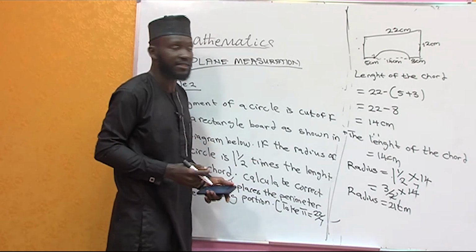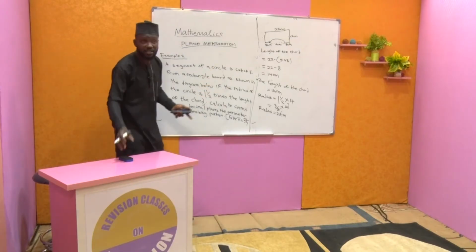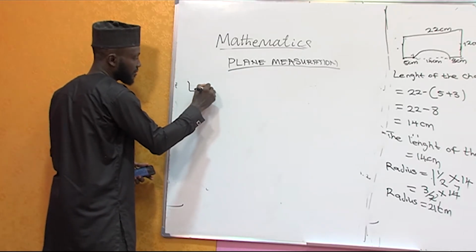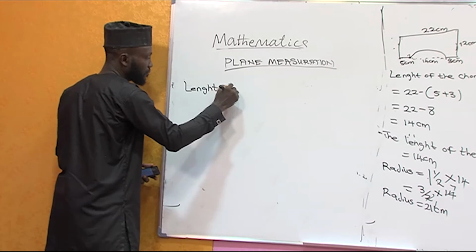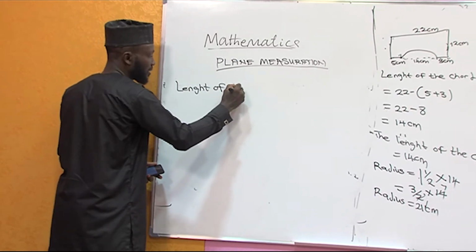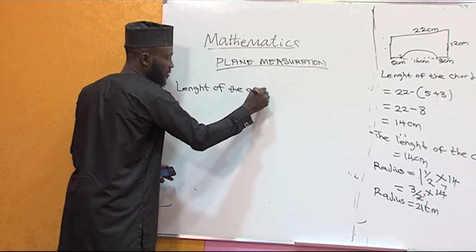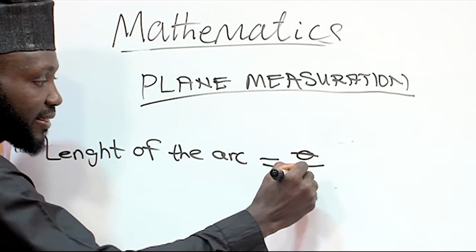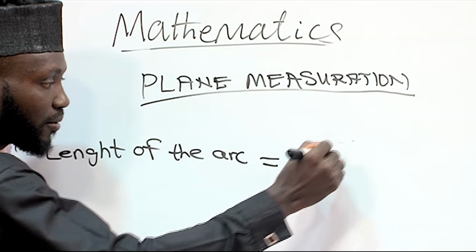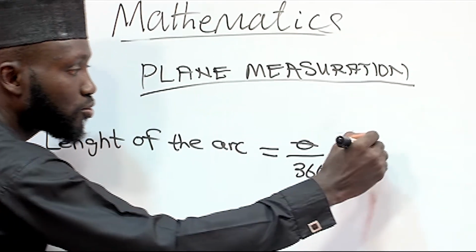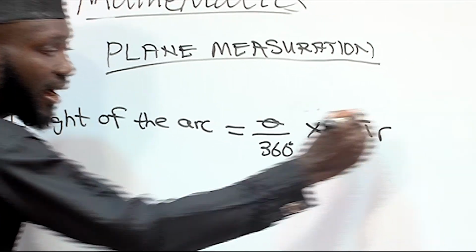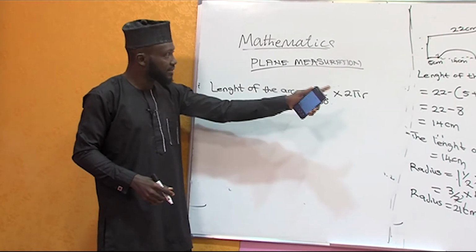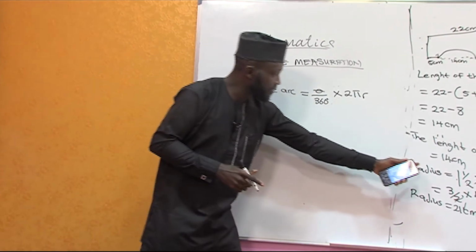How are we going to find the length of the arc? There is always a general formula we use, which is: length of the arc is always equal to theta over 360 multiplied by 2 pi r. But remember that we are not given theta in this question, but we are given the radius.